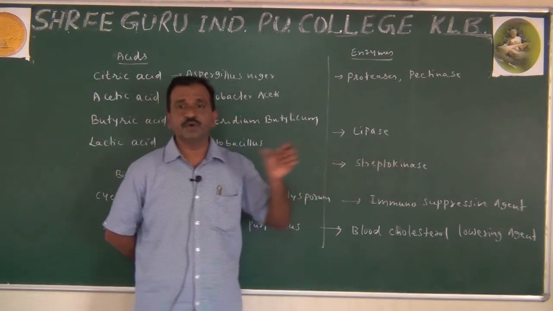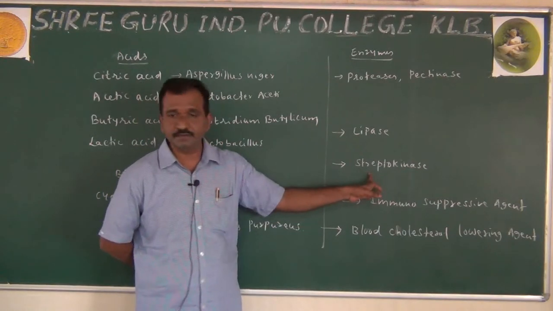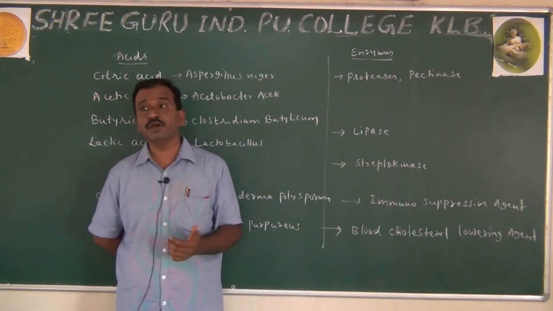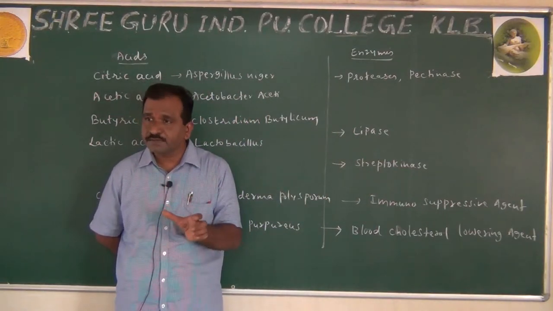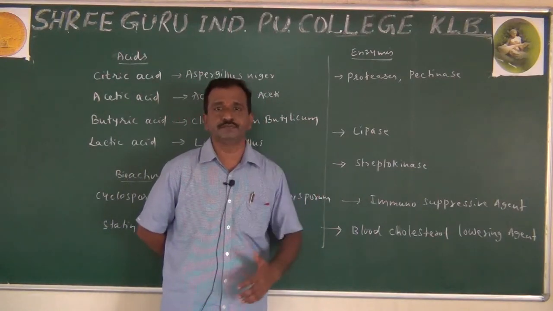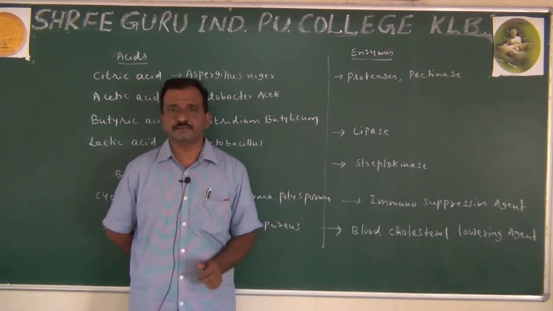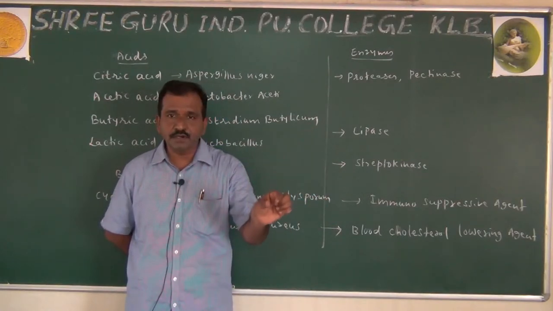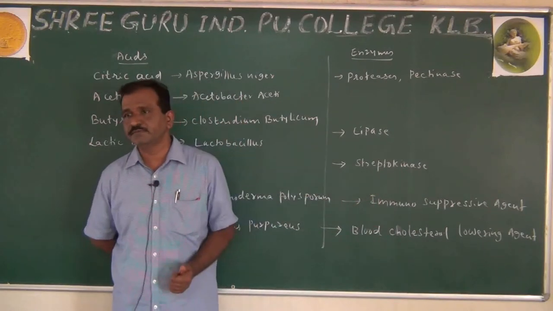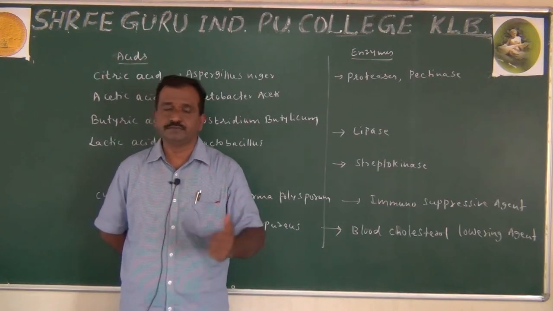Streptokinase is an important enzyme. It is prepared from Streptococcus bacterium. This enzyme acts as a clot buster, that is, it helps to remove clots. In a blood vessel, whenever clotting occurs, cardiac arrest can take place, what we call myocardial infarction.